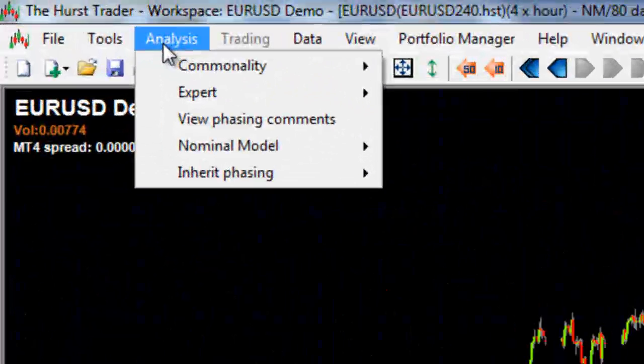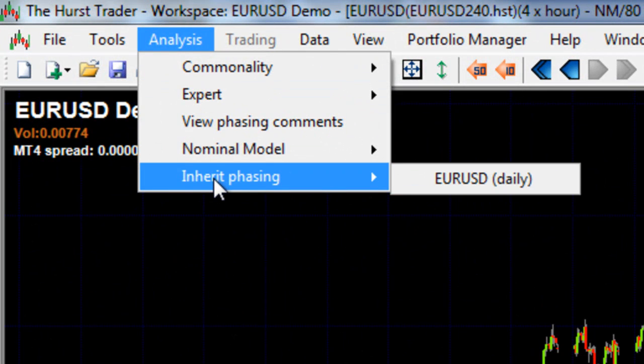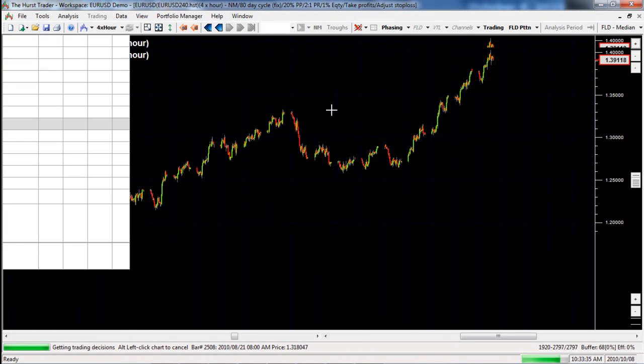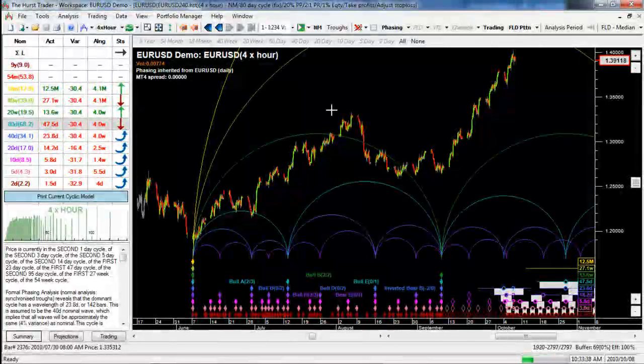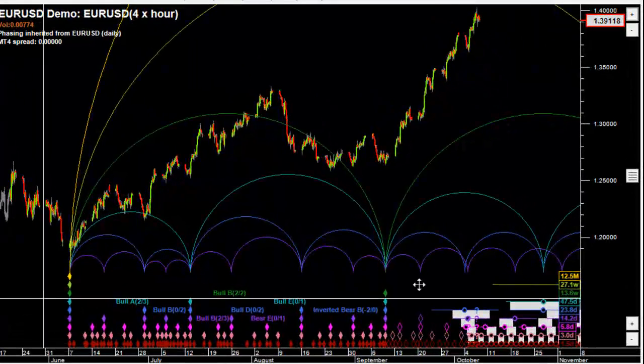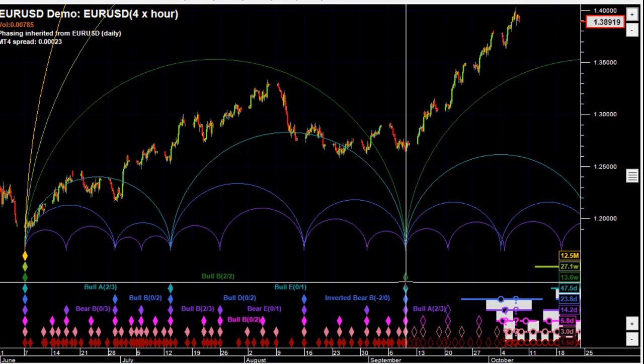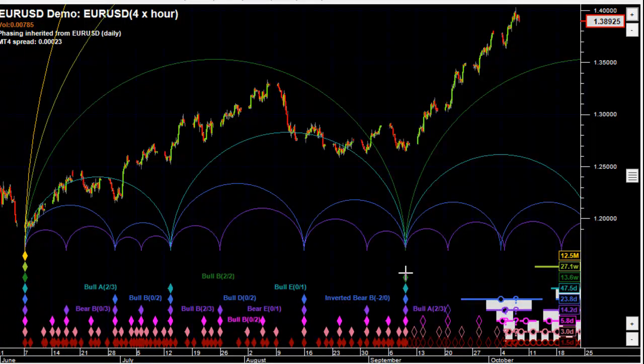And now I'm going to select in the Analysis menu, Inherit Phasing, and then Euro to US dollar. That tells Sentient Trader to inherit the phasing from the Euro to US dollar daily chart. And then I click on the Analyze button. And you'll see that Sentient Trader performs an analysis very quickly. And here we can see the analysis. And as you can see, the 18-month cycle trough is also marked on the 7th of June. And the 20-week cycle, as occurred in the daily chart, occurs here in early September, on the 10th of September.